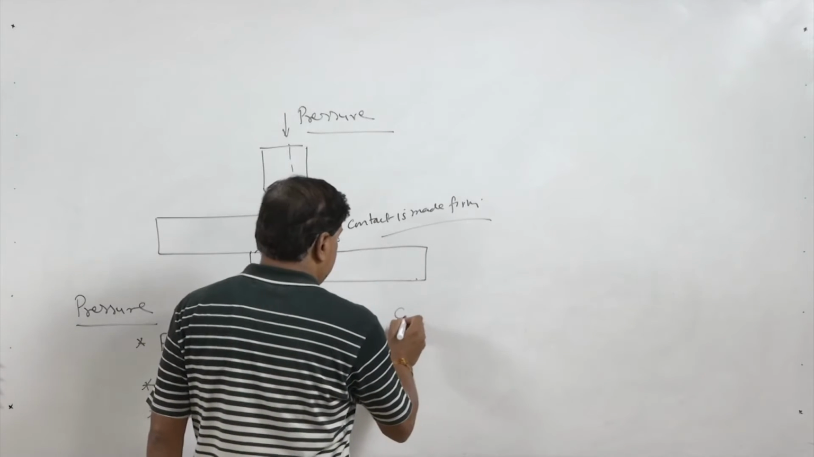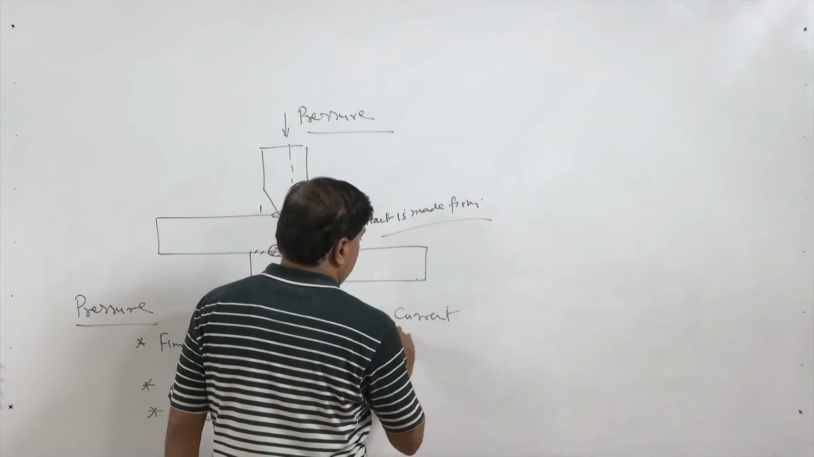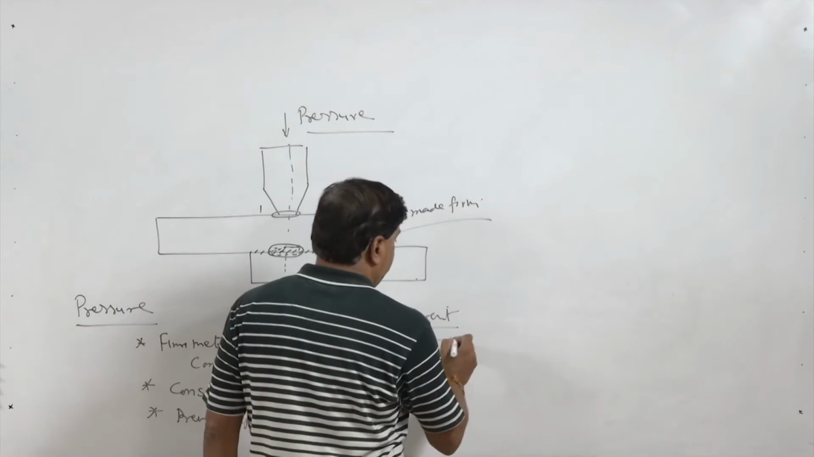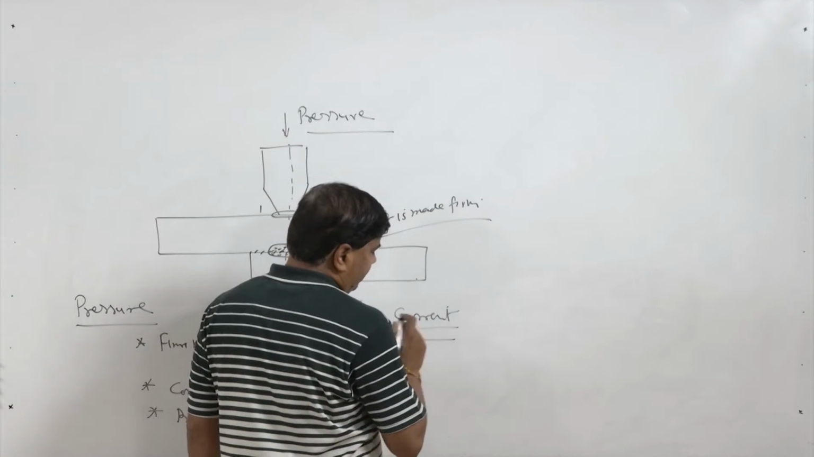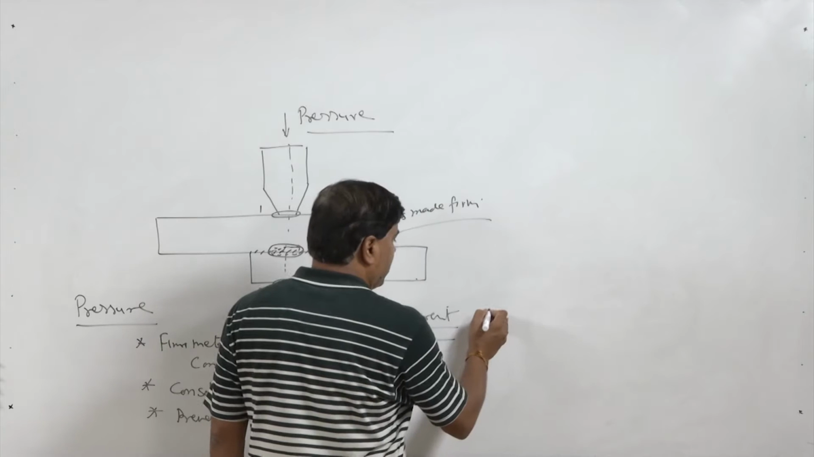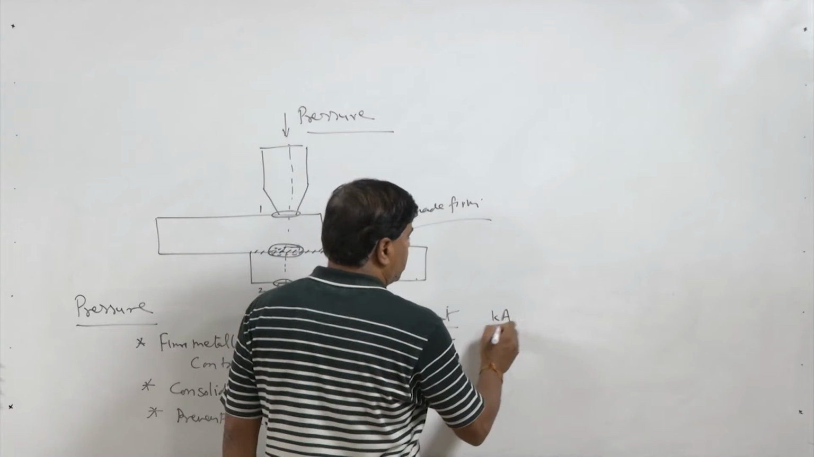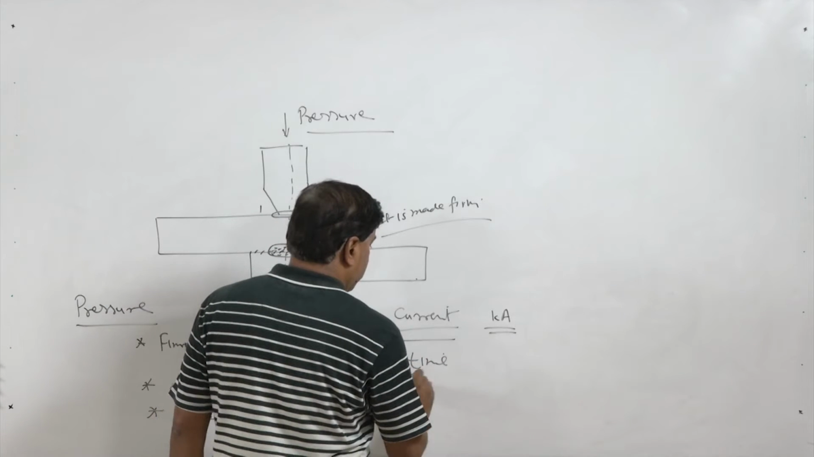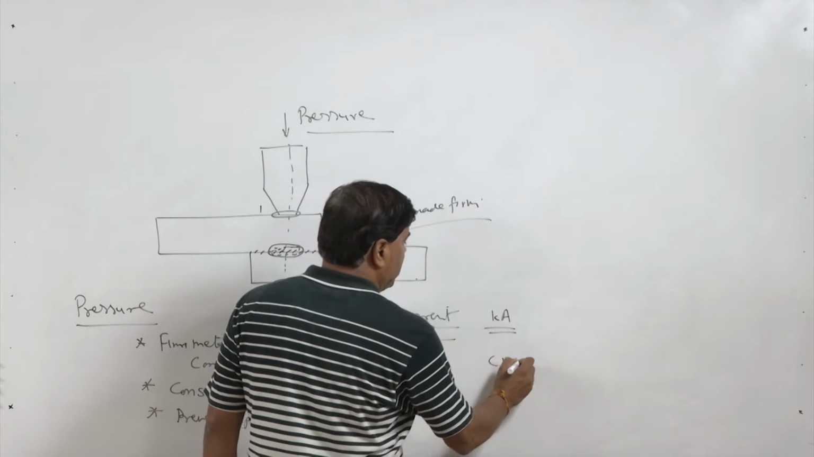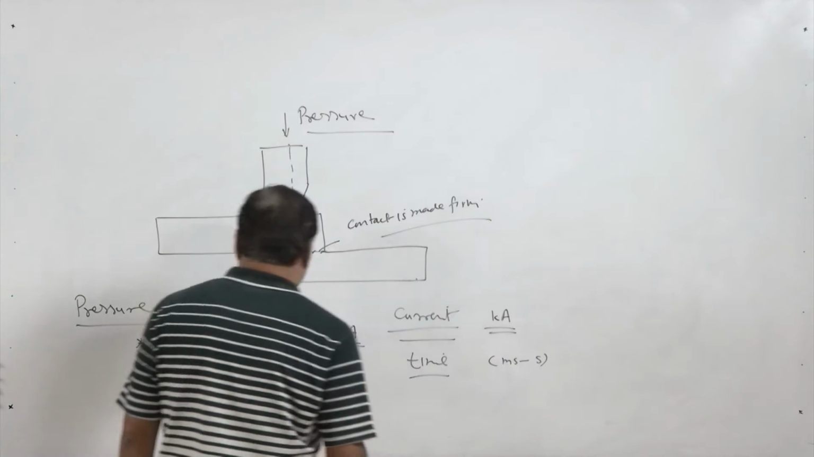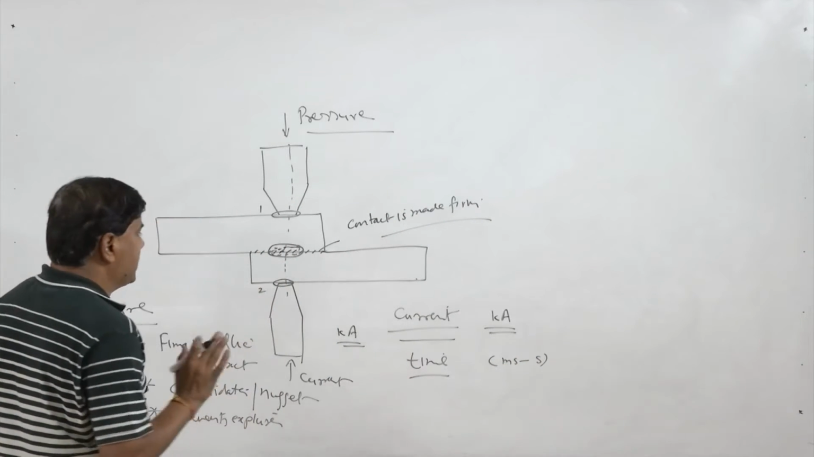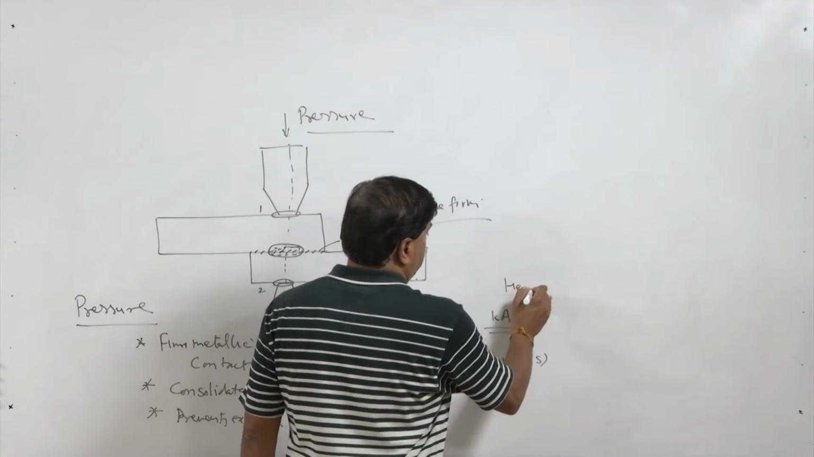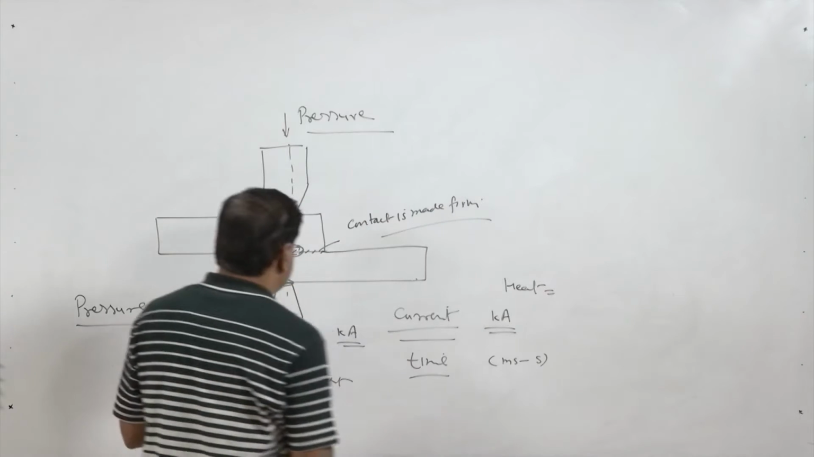Current, I have said, definitely a very high level of current is supplied, so that the required heat is generated. Current is in thousands of ampere, and then time, how long that current will be flowing, may be from milliseconds to a few seconds, and so the heat generated in this case will be a function of these. Heat at the interface is most important.